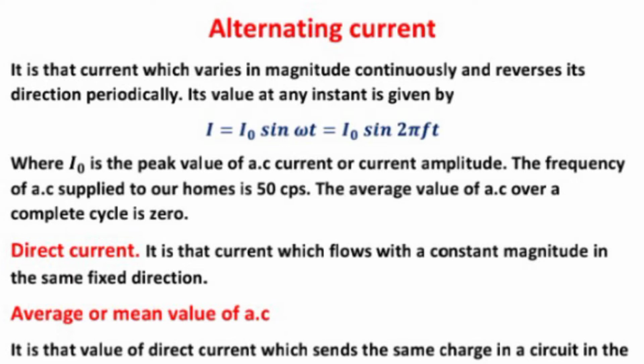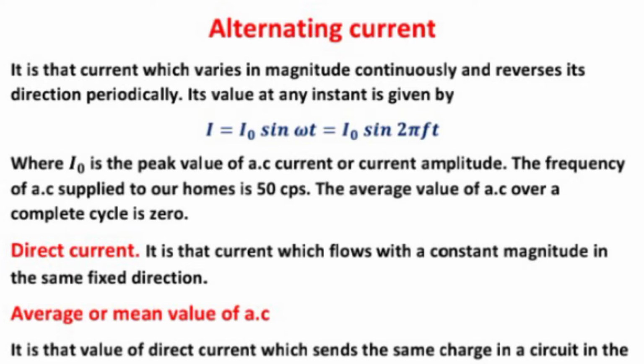The frequency of AC supplied to our homes is 50 cycles per second. The average value of AC over a complete cycle is 0. Now, direct current. It is that current which flows with a constant magnitude in the same fixed direction.